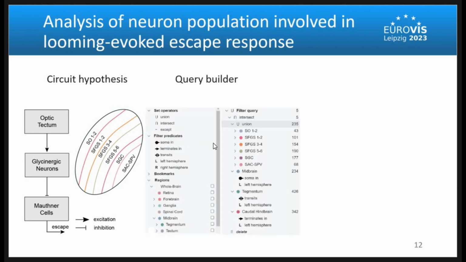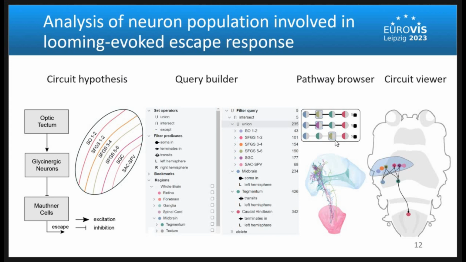Then using the query builder, the expert tries to find such neurons that pass through these tectal layers and have their somas in the midbrain, and then they transit through the tectum and they terminate in the caudal hindbrain. Experts were able to find 5 such neurons as shown in the anatomical viewer. The circuit viewer shows the built neural circuit.